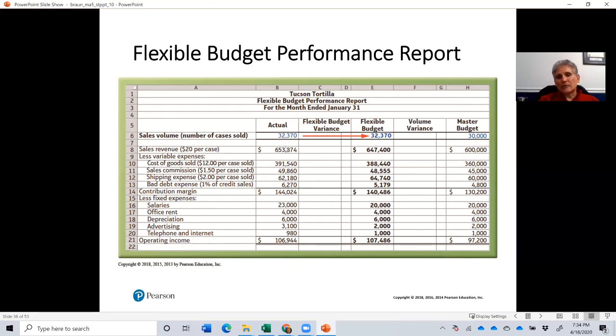In other words, we actually sold 32,370. Well, let's adjust our flexible budget to that. Remember, the master budget was only based on 30,000. But what we're going to do then is, based upon this change in volumes, we're going to adjust our sales, we're going to adjust our cost of goods sold, we're going to adjust our sales commission, all the variable costs based upon the per unit amounts.